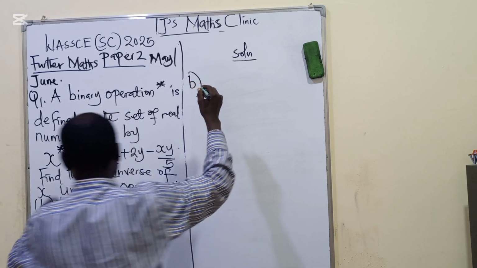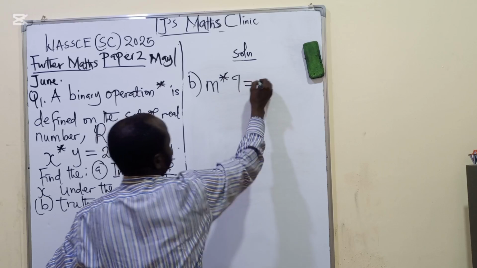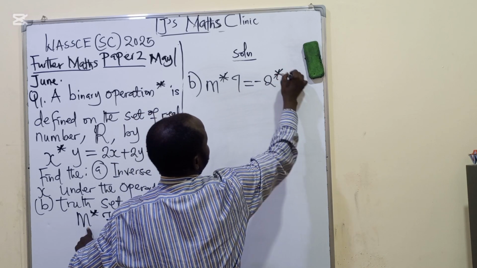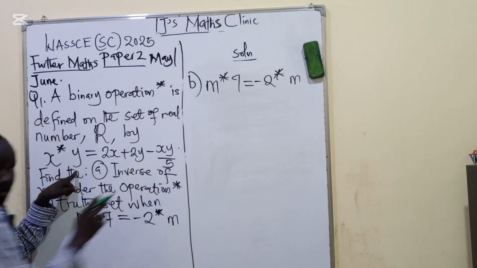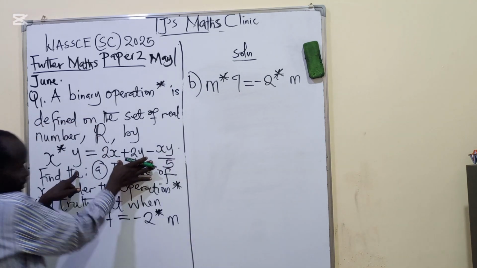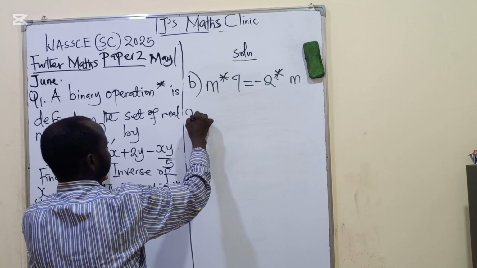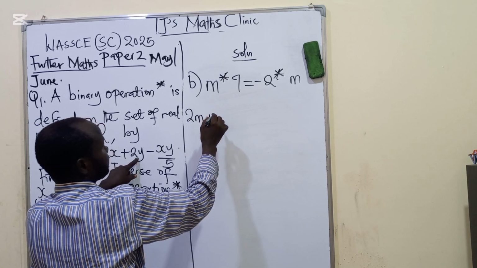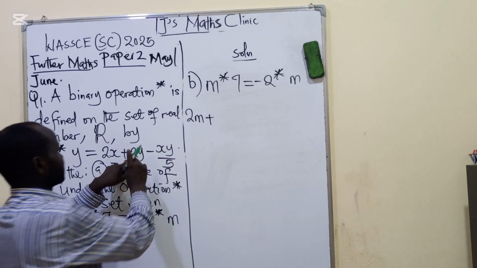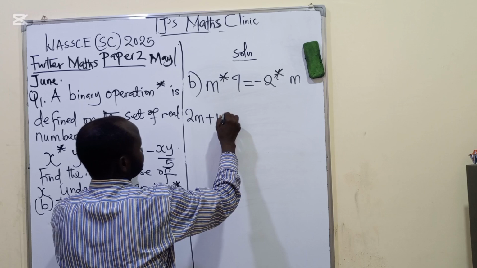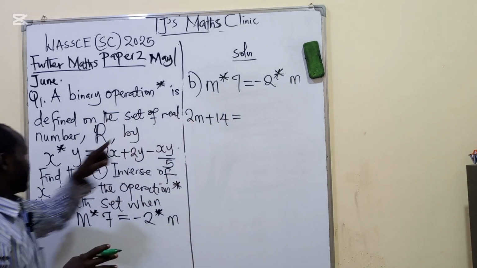Solution to B now. We have M operation 7 equals -2 operation M. It's just for us to relate this x to M, y to 7. Then we substitute into the right hand side. Anywhere we see x, we put M. So this will be 2M plus, anywhere we see y, we put 7. So 2 times 7, that will be 14, will now be equals to, we relate this as well. X now is -2, M now is y.